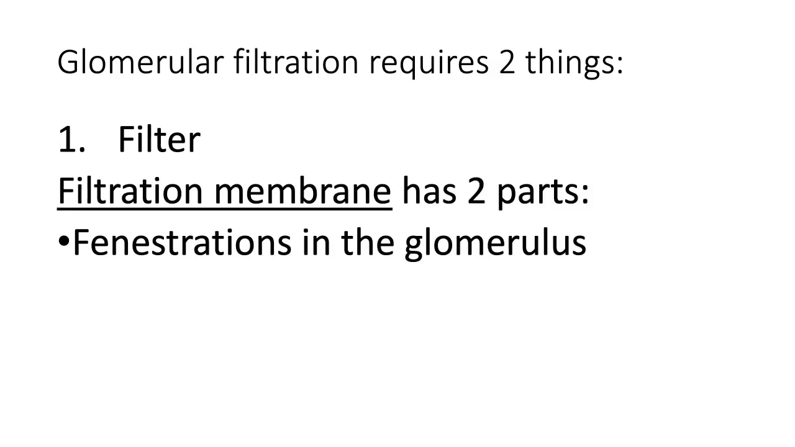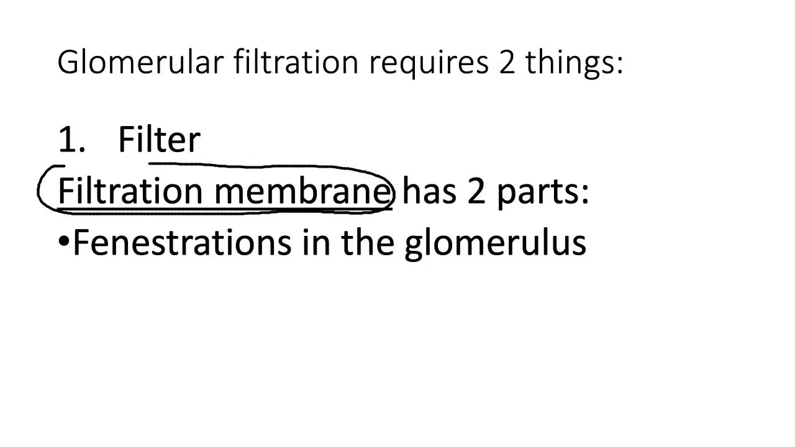Let's take a bit of a closer look at step one of urine formation, which is filtration. In order to have filtration, you must have these two things. Number one, we must have a filter. And so remember, filtration is just passing a solution through a semi-permeable filter, just like a coffee filter or the pool filter or the furnace filter.